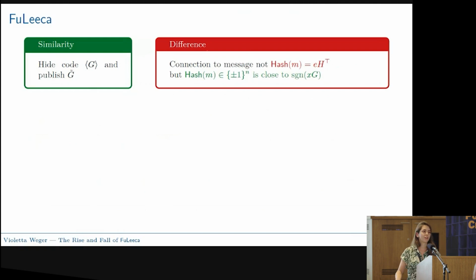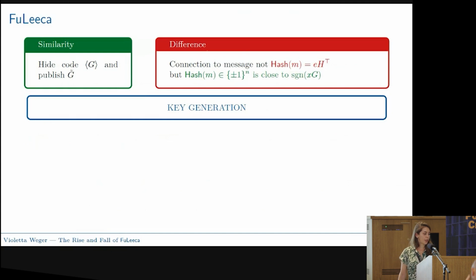Okay, now we have everything we need for FuLeeca. Similar to other hash-and-sign schemes, we have a secret code that we hide, and we publish a scrambled version. As a difference to other hash-and-sign schemes, we are not using the usual connection between signature and message. For example, CFS uses that the hash of the message is the syndrome of a low-weight vector. We're doing something new. We represent the hash of the message as a vector with entries ±1, and we want our signature, which is a codeword, to have a lot of signs matching with it. Okay, how are we going to do this?